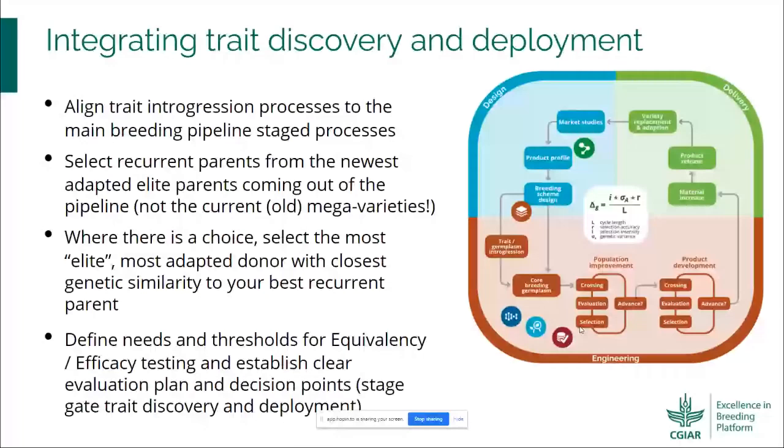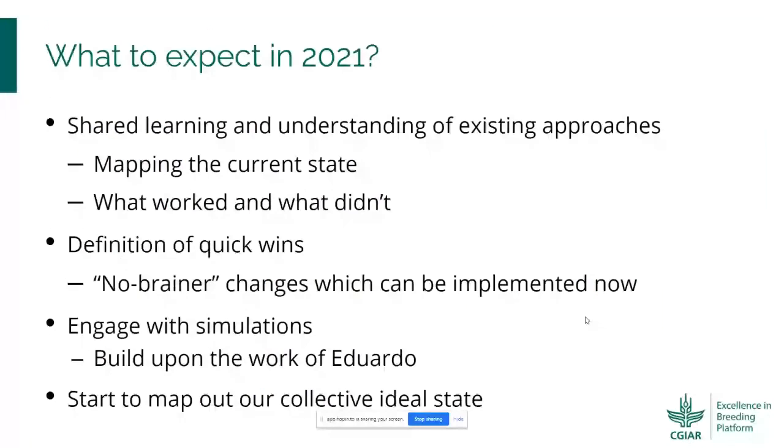So what do we anticipate doing in 2021, and what should you expect? Firstly, we want to engage in a large activity around shared learning and understanding of existing approaches. Different breeding programs tackle this in quite different manners. A lot of that reflects the breeding systems of the species involved. A lot of it reflects the differences in trait complexity. So we want to have an activity where we map the current state in a similar way to the way Eduardo mapped current states within the rest of the breeding program.